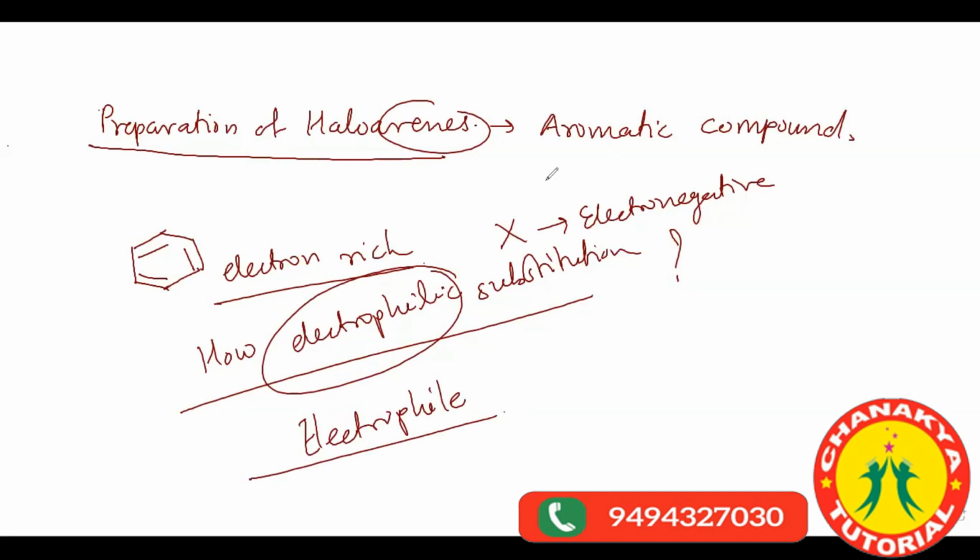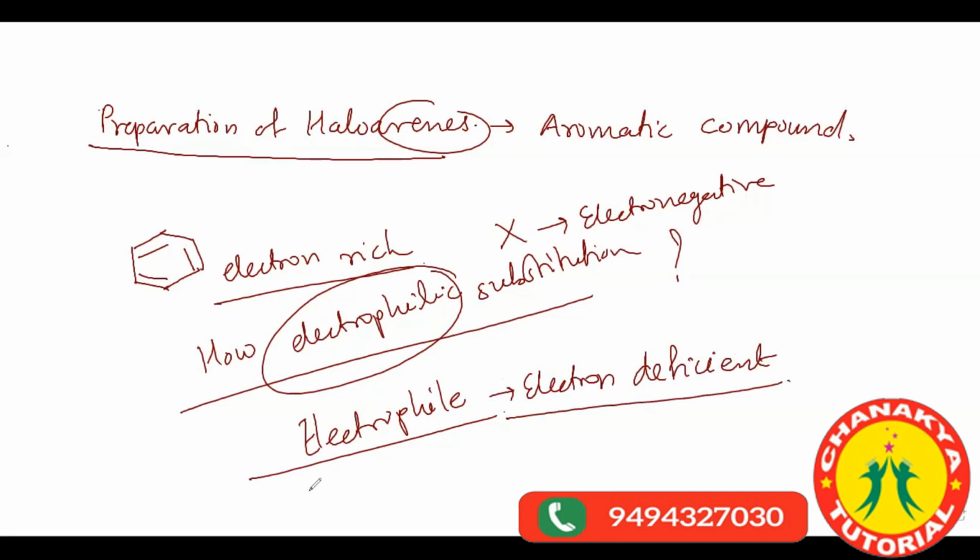Electrophilic molecules are the ones which are electron loving. They lack electrons, so they try to gain electrons, and they're positive in nature. Electrophiles are electron deficient in nature. Okay. So they always have a positive charge on them.